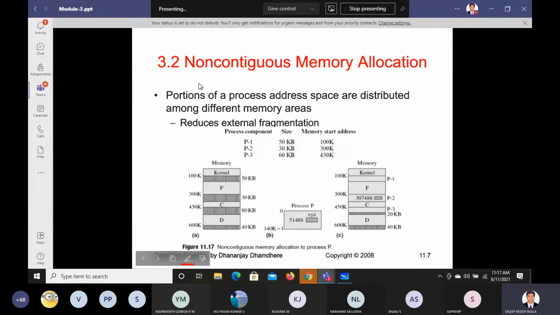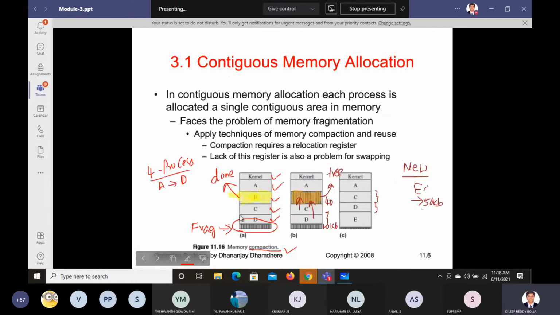Okay. So next one is your non-contiguous memory. Non-contiguous memory means you can see there are different memories at different locations. It's not continuous. Whereas in the previous example, let us say it's starting from 0 and going up to 1000. All the memories are at the same location. Let us say 0 becomes 1, 1 becomes 2, 2 becomes 3.